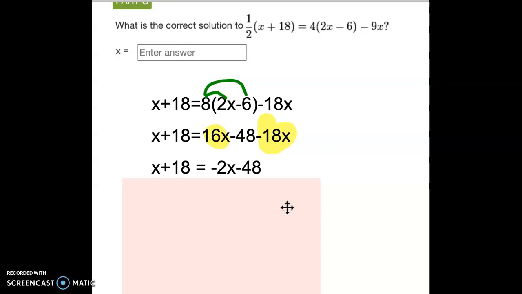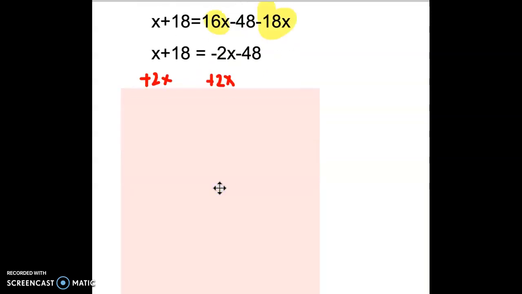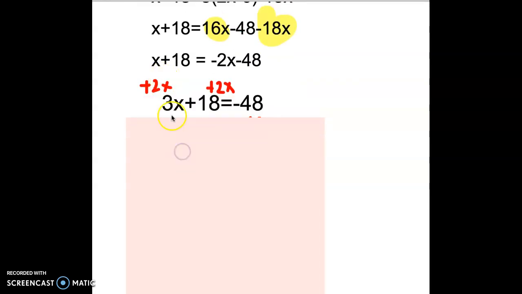Remember, our goal for solving this equation is to isolate x, get the variable on one side of the equation by itself. So this minus 2x right here, I'm going to look at that. We need to think, how do we undo subtracting, or what is the inverse of subtraction? And it is addition. So we're going to add 2x to both sides of the equal sign. When we do that, x plus 2x is 3x, so that gives us 3x plus 18 equals negative 48, because we took this negative 2x and successfully moved it to the other side.